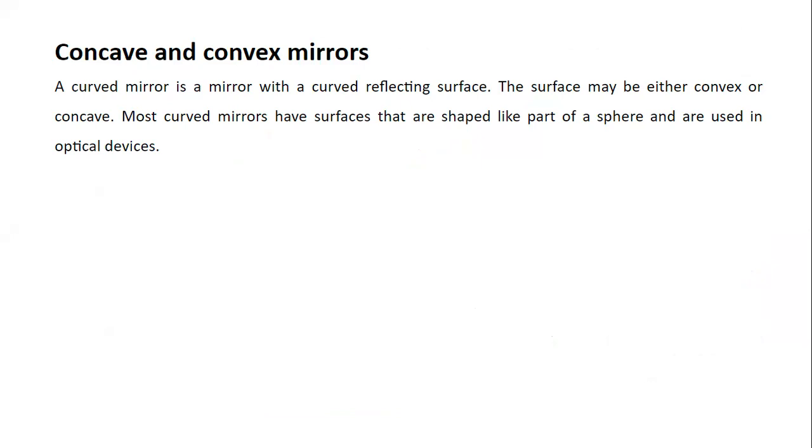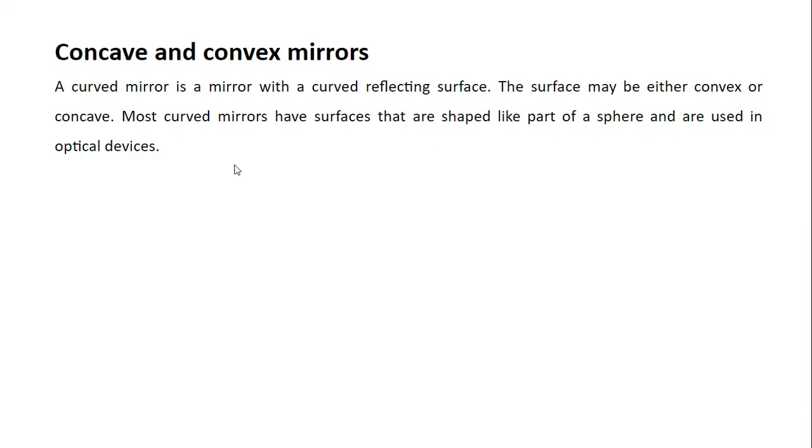These spherical mirrors are, of course, a part of a sphere which is polished from the inner surface to the outer surface. So one of those curved surfaces becomes a reflecting one. The curved mirror is a mirror with a curved reflecting surface, due to that spherical formation of the surface of the mirror. The surface may be either convex or concave. Most curved mirror surfaces are shaped like a part of a sphere and are used in optical devices.